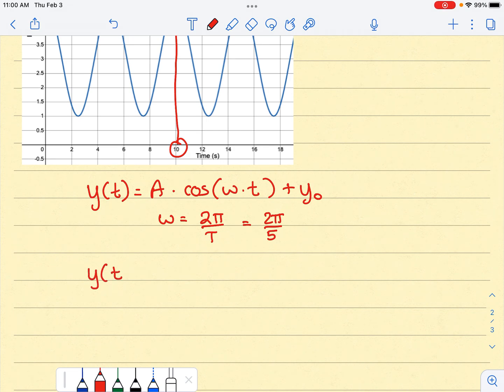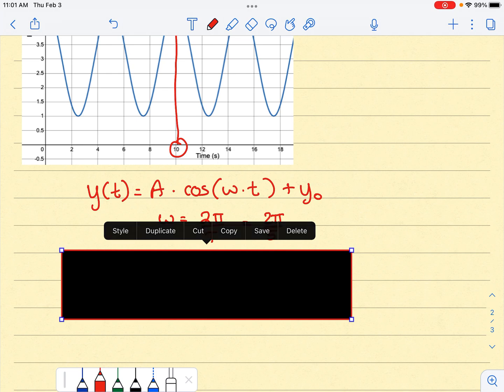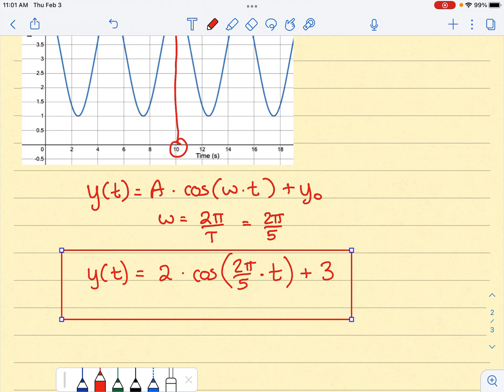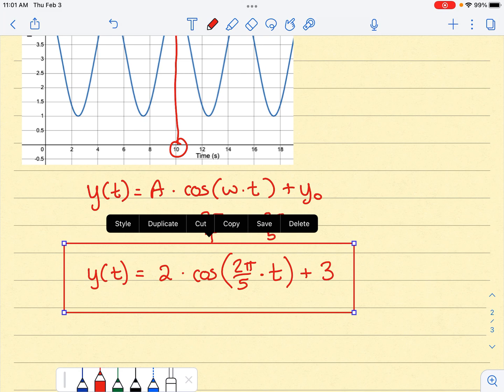Y, the position of the oscillator at any time, is given by the amplitude, which we figured out was 2, times the cosine of the angular velocity, which is 2 pi over 5, times the time, plus the equilibrium position, which is 3. So this is the function that describes the harmonic oscillator. All right, so that's what we're after, and that's what I'm going to be asking you to do on the problem set.